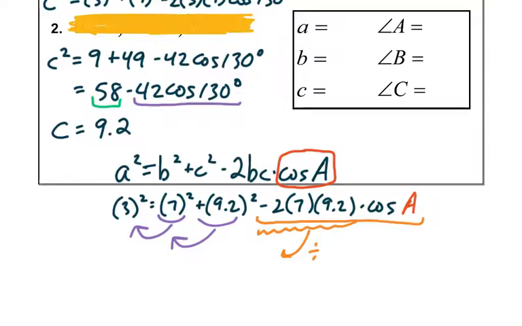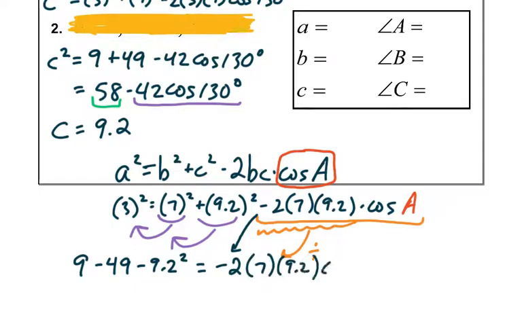Shall we try it? Okay, well, let's put some numbers here. We got 3 squared. We're going to move the 49, 7 squared over. We're going to move the 9.2 squared over. I'll use a calculator in a sec. And then I'm left with, on the right side, remember the negative was still there, right, from over here. So don't forget our negative. 2 times 7 times 9.2 cosine of A.